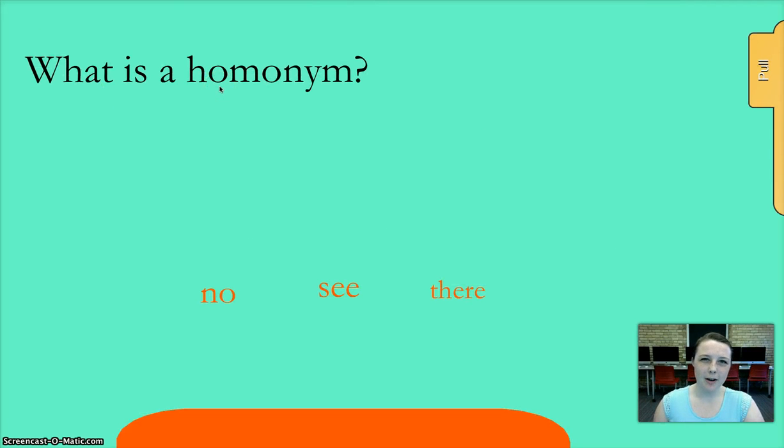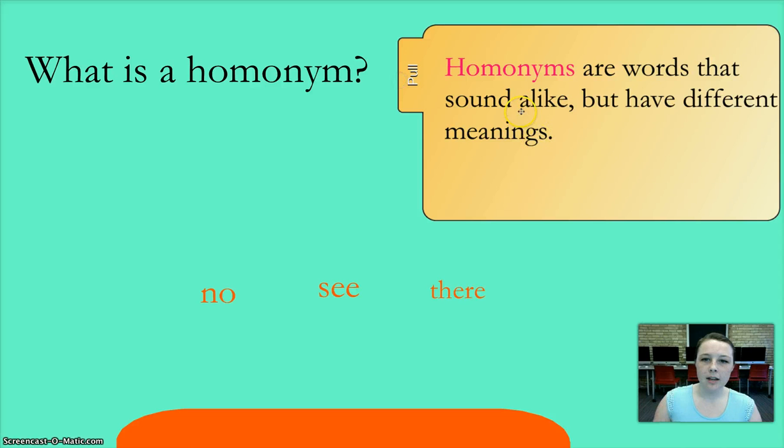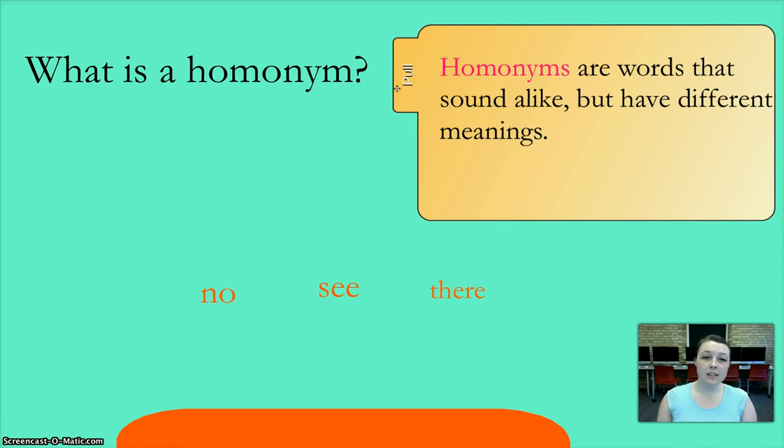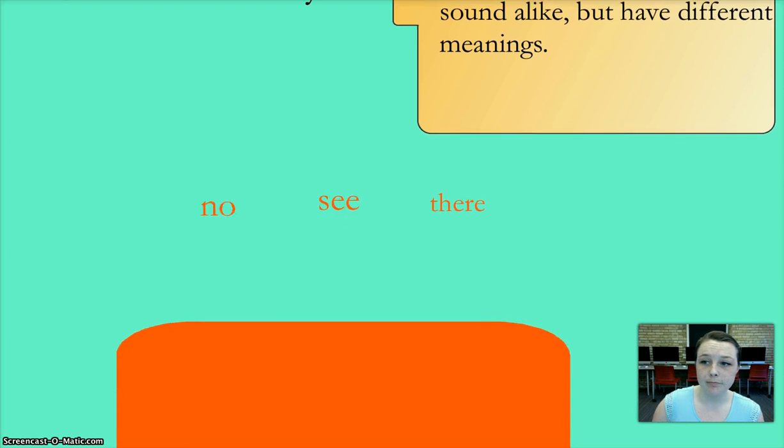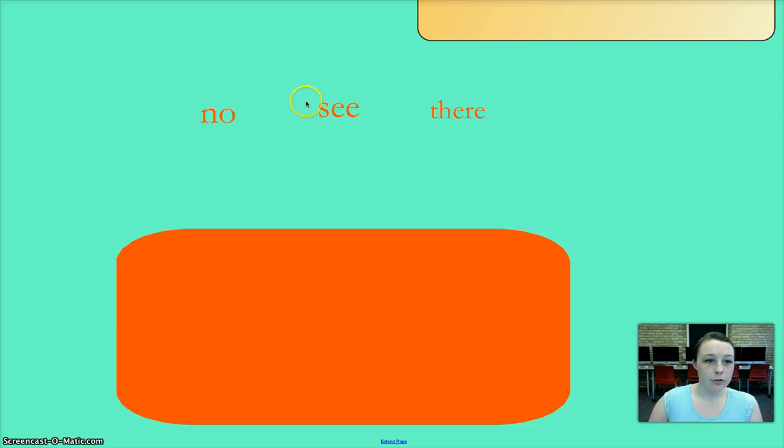Now what we're going to learn about is something called a homonym. These are words that sound alike but have different meanings. We have many of these in the English language, but down below I've shown you a couple. So the word no, spelled N-O, sounds the same as the word know, spelled K-N-O-W. These words have two different definitions, but they sound exactly the same.